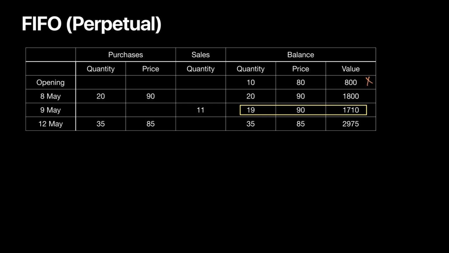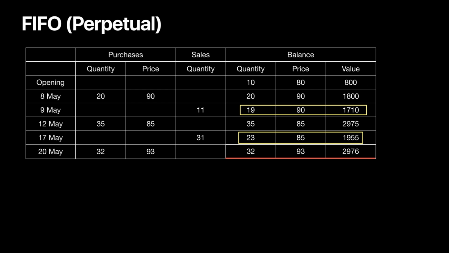Now, as new inventory arrives, just keep on adding it. So for example, on 12th May, we get 35 more units at 85. So I've added that in my balance. So this is worth $2975. Also note that we are treating these two stocks separately. So this one, that's 19 units. This is at 90. This is 35 units at 85. All right. So now let's continue with the transactions.